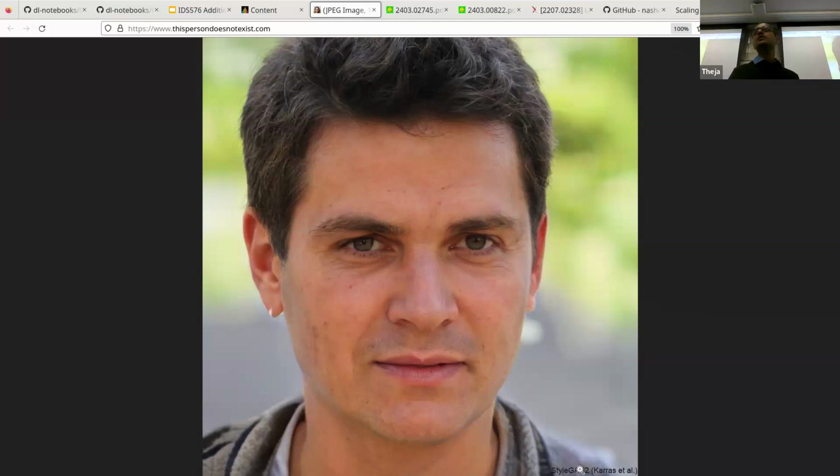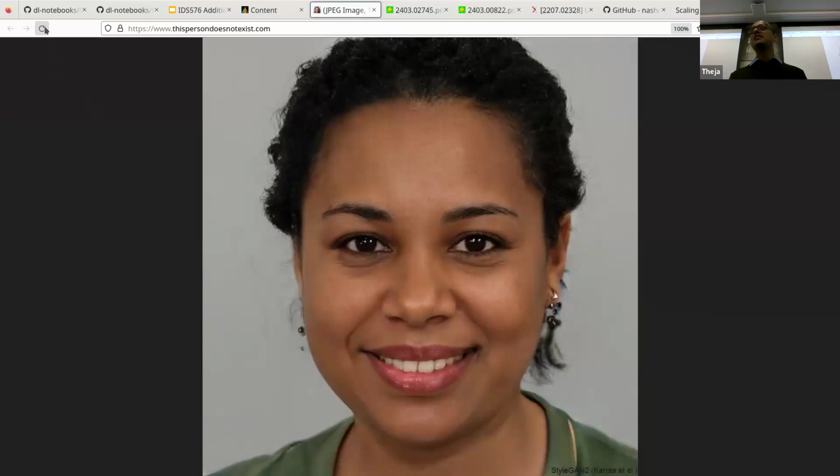So StyleGAN2 is the name of the model that generated this. Obviously, you may ask whether this person is actually from a database or synthetically generated. The more realistic the images get, the more unclear it becomes. You can look at the StyleGAN2 paper, and maybe we'll look at it when we get there. But this is the second model that we're going to look at today.